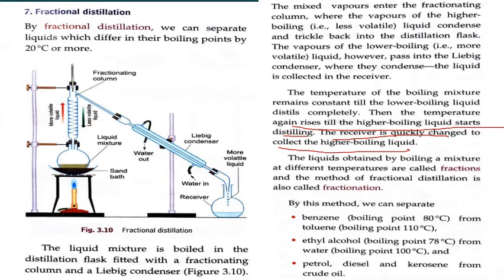The liquids obtained by boiling a mixture at different temperatures are called fractions, and the method of fractional distillation is also called fractionation. By this method, what we can separate is these things: benzene, boiling point 80 degrees Celsius, from toluene, which is having boiling point 110 degrees Celsius, and same is with other examples. So just go through them.